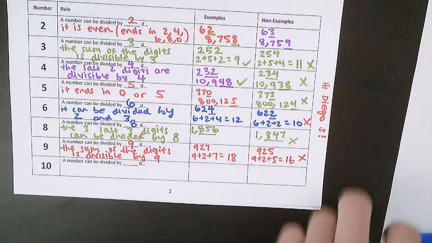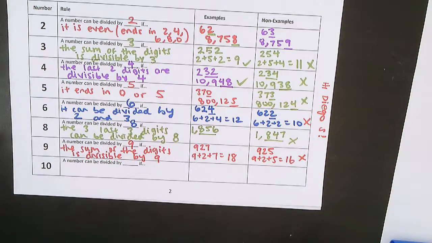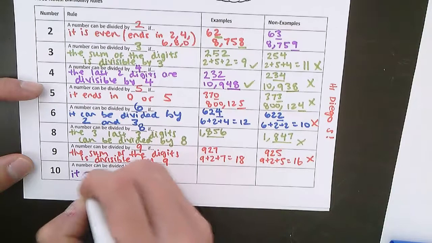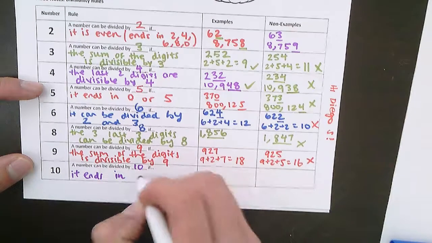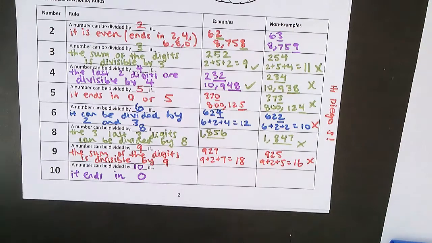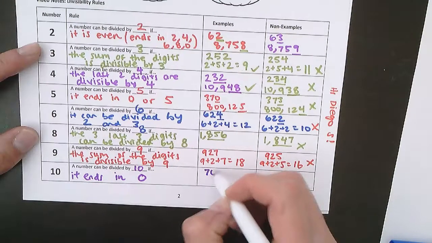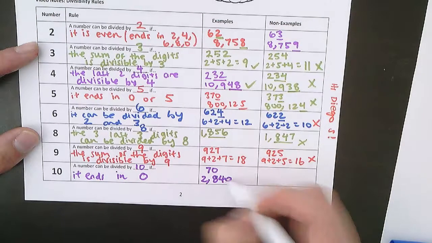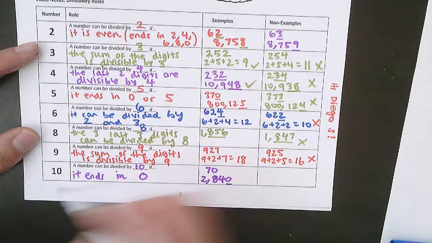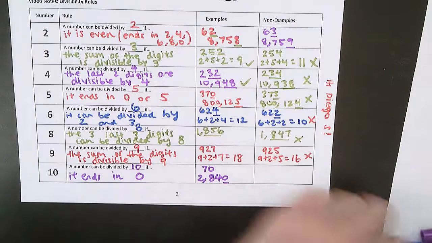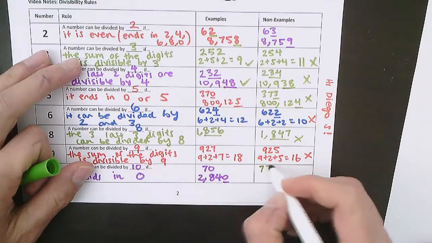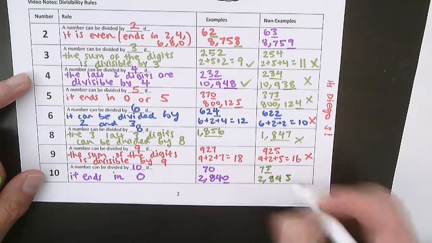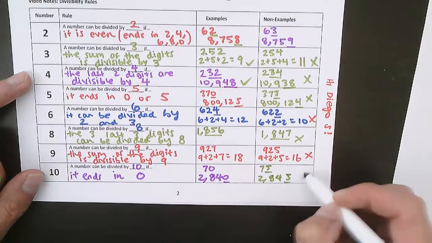Last one, and I think it's the easiest. A number is divisible by 10 if it ends in 0. Examples: 70, that can be divided by 10. 2,840, that ends in a 0, that can be divided by 10. Non-examples: 75, doesn't end in a 0. 2,843, doesn't end in a 0, doesn't work.